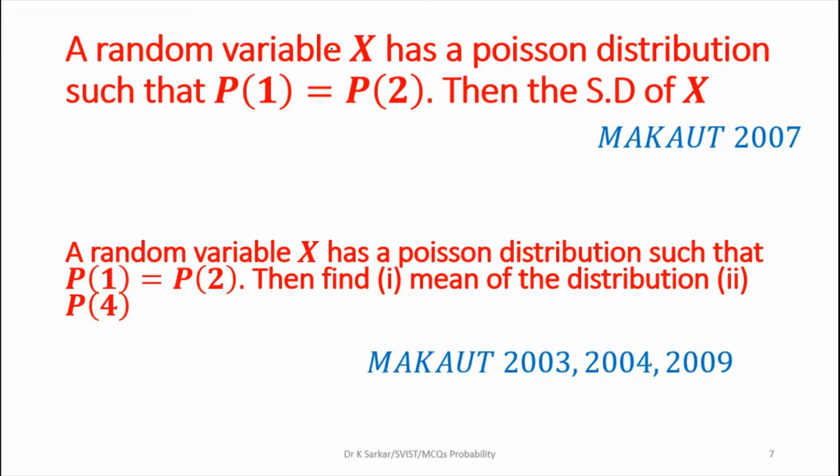A random variable x has a Poisson distribution such that probability of 1 equals probability of 2. We have to find the standard deviation. Similar question. A random variable x has a Poisson distribution such that probability of 1 equals probability of 2. Then find the mean of the distribution and probability of 4. Let's see how we have done.